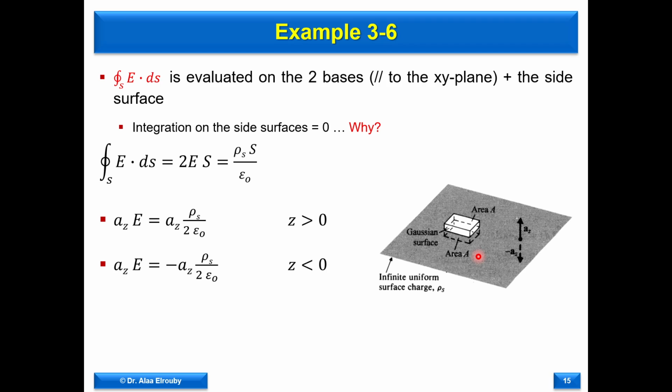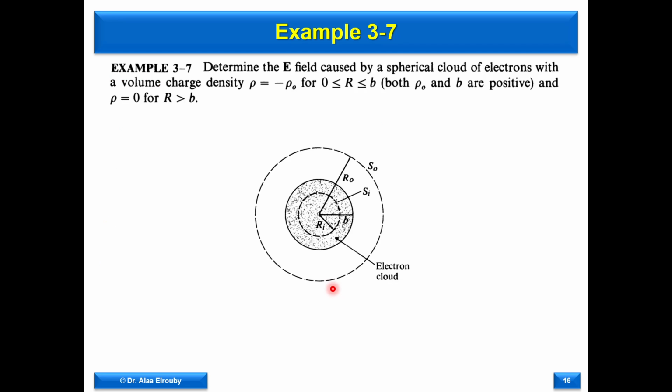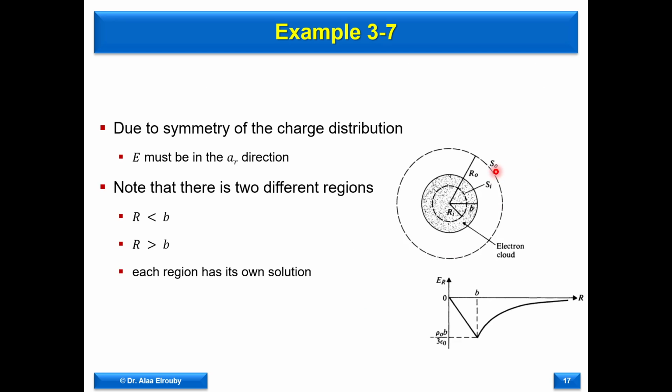Similar to what we did here, where we had two regions, above the xy plane and below the xy plane, here also we have two regions: inside the volumetric charge cloud and outside it. So we'll solve each region separately. We are using the spherical coordinate system, and for region 1, we're going to choose the Gauss surface as a sphere of radius between 0 and b.